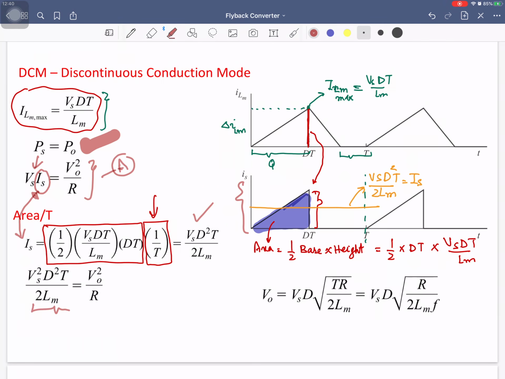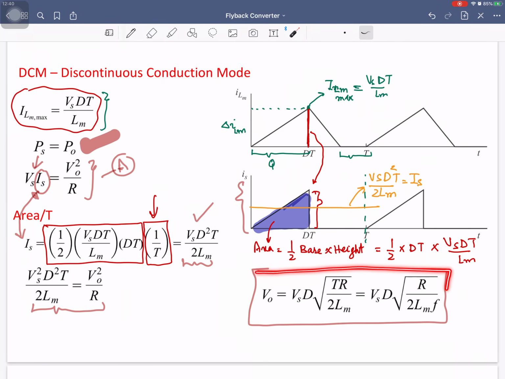I can write Vs into Is, taking the value of this Is from here, equal to V naught squared by R. And if I solve it for V naught, the output voltage in the case of discontinuous conduction mode, it will be given by this expression. So this is the output voltage when our flyback converter is operating in the discontinuous conduction mode. That means your magnetization current becomes 0 before the start of the next cycle.